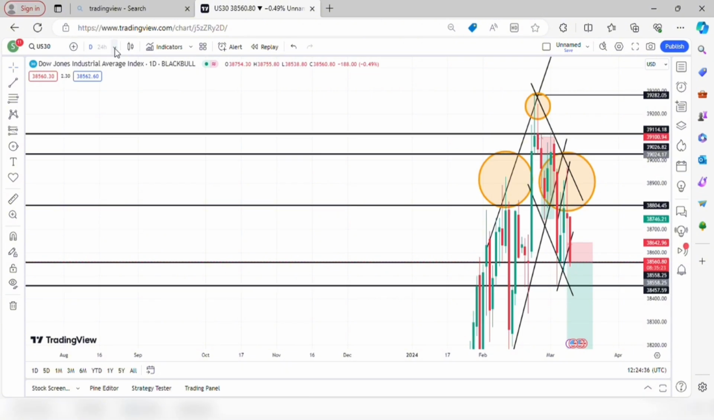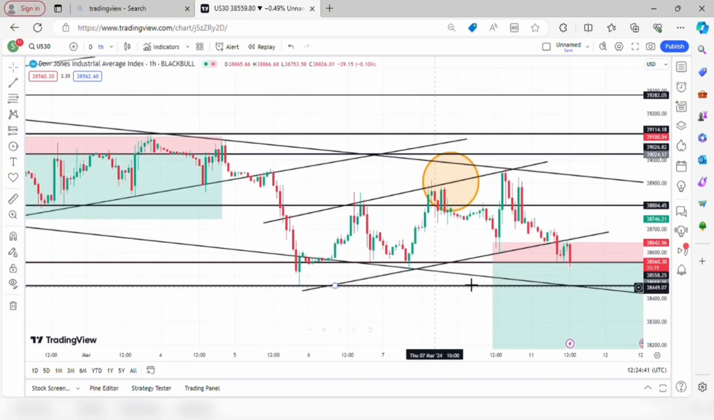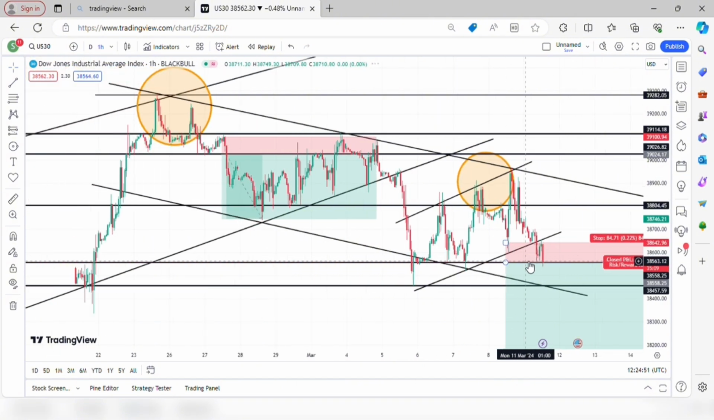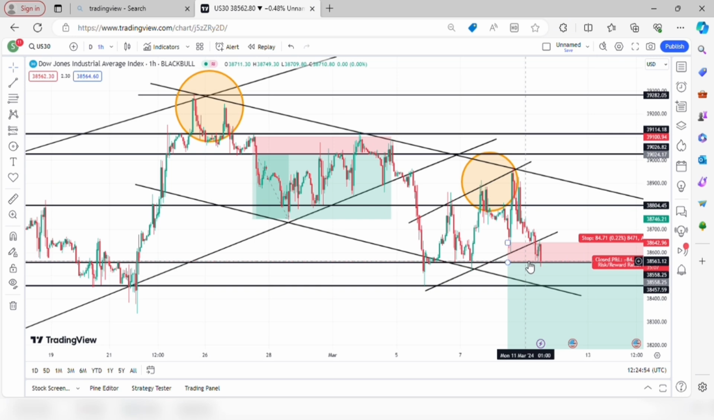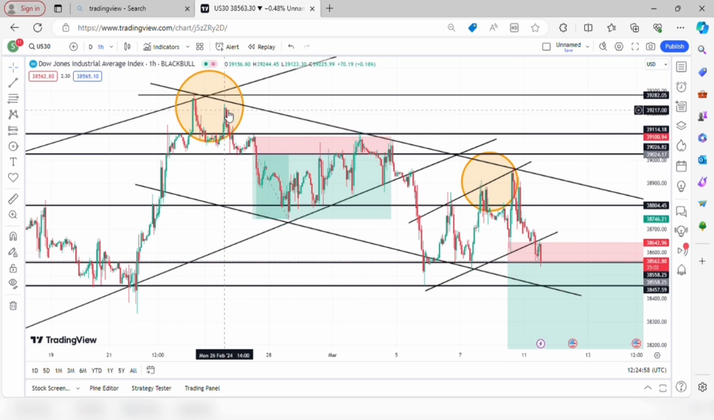Wait, I made a mistake. I want to come to H1. We had a retest, which is what we have here. After each and every breaking point, we need to have a retest. And as you already know, when the market changes direction, it has to give you two points of retest. You see here, we retested, we tried, we came back again, we tried, failed.